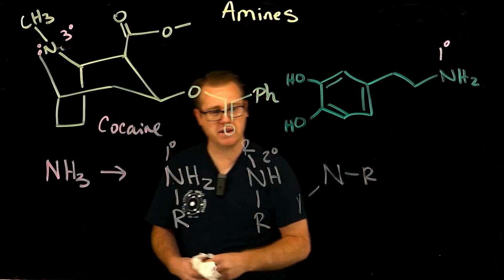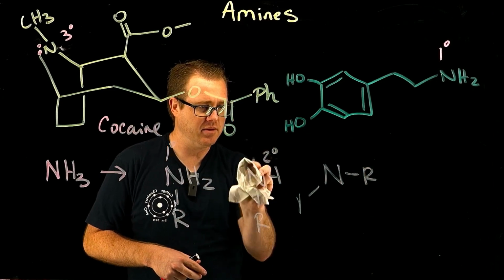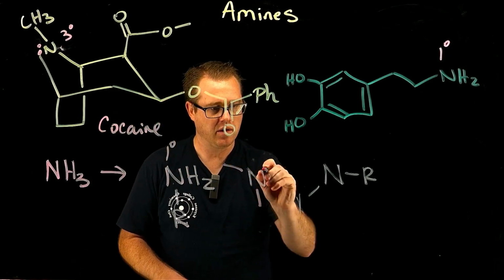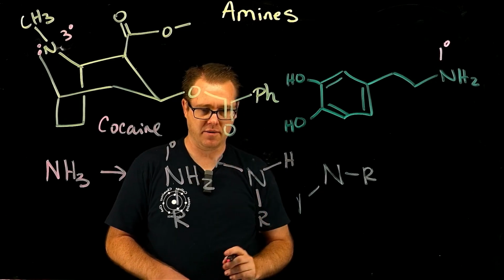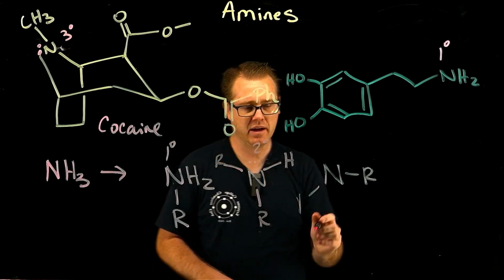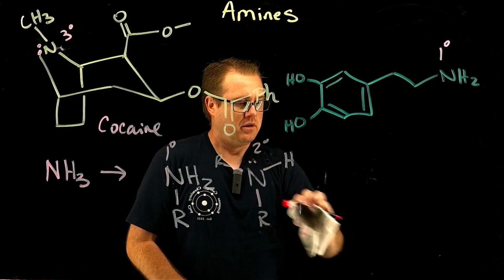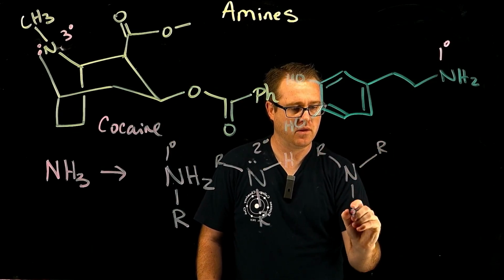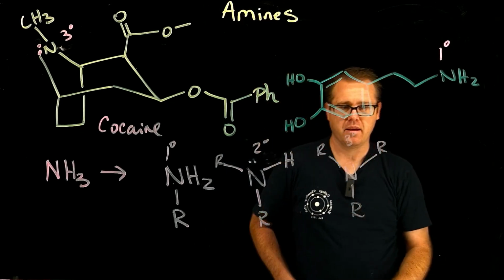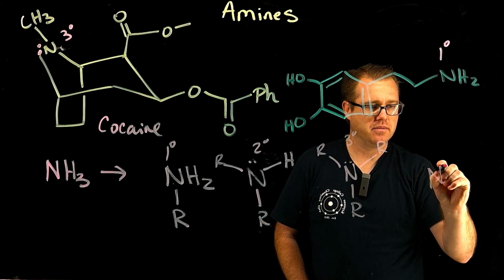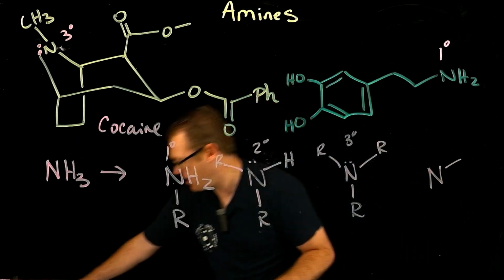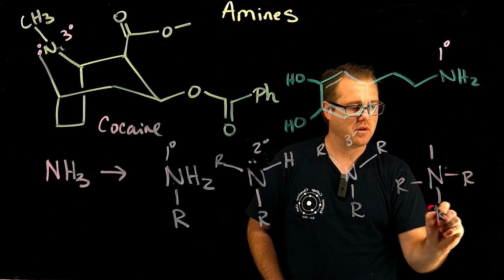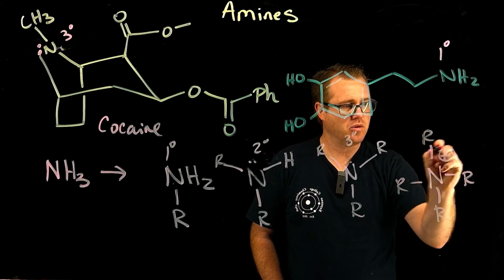I'm not doing the geometry of these molecules very well. Let's be a little bit more consistent here. H, R, R. So that would be secondary. And that's tertiary. And then you can have a quaternary amine. We'll draw it like this. Now, that's a quaternary amine.